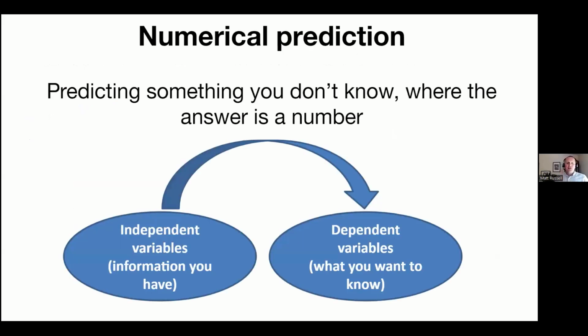So again, in regression context, numerical prediction means predicting something you don't know, where the answer is a number. That's as simple as it is. And so we often have independent variables. This is the information we have. This is things like the diameter of a tree or the species of a tree. And what we want to know are the dependent variables. So these are things like the volume of a tree or the biomass in a tree.